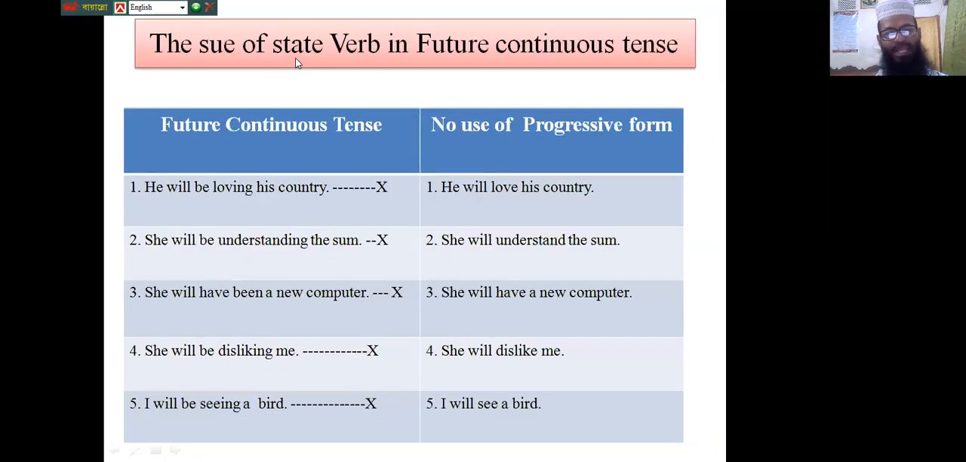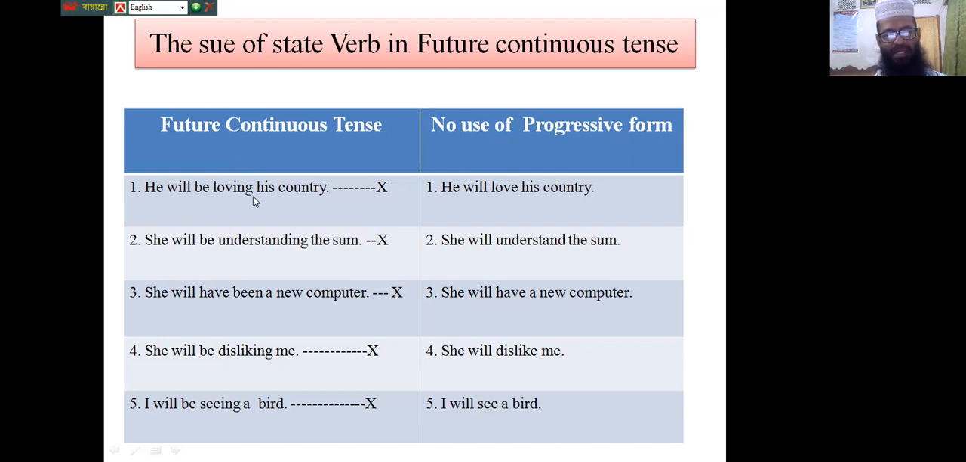The use of state verbs in future continuous tense. Here I have to mention the use of state verbs in future continuous tense, but there is no use. The answer: there is no use of state verbs in the future continuous tense. In any continuous tense, there is no state verb. Understand? But I have given examples to make the lesson very clear. In future continuous tense, there is no use of progressive form. Progressive form means the ing form.